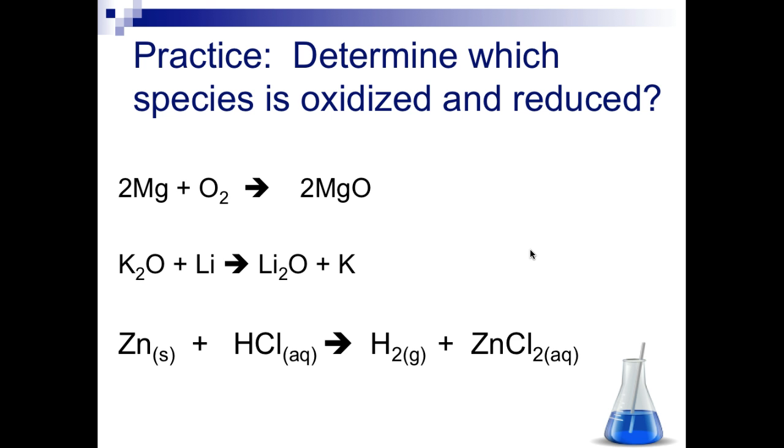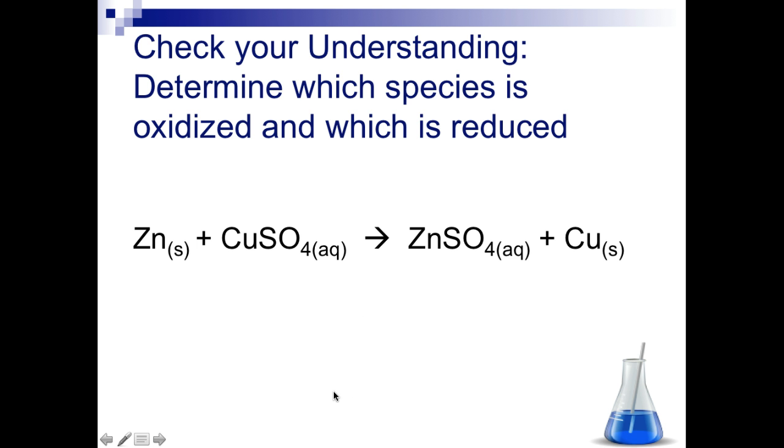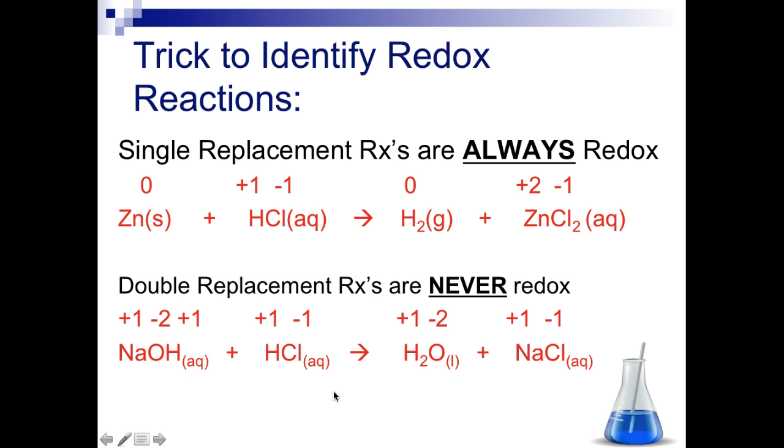So we're going to go over these in class tomorrow. We're going to determine which species are being oxidized and which are being reduced. So we have these 3 equations, and then you also have your check your understanding.